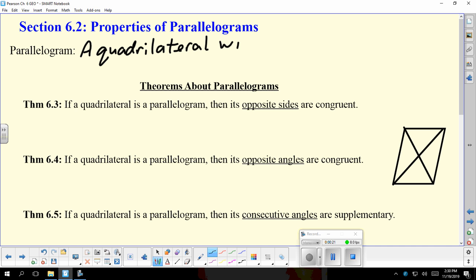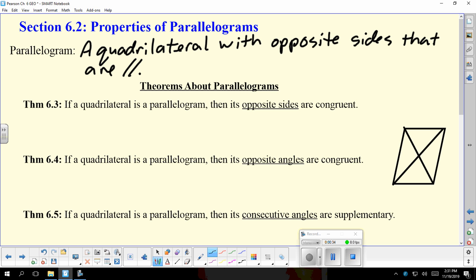with opposite sides that are parallel. So you have a figure that looks like this. The definition of a parallelogram gives us this information. The opposite sides are here.